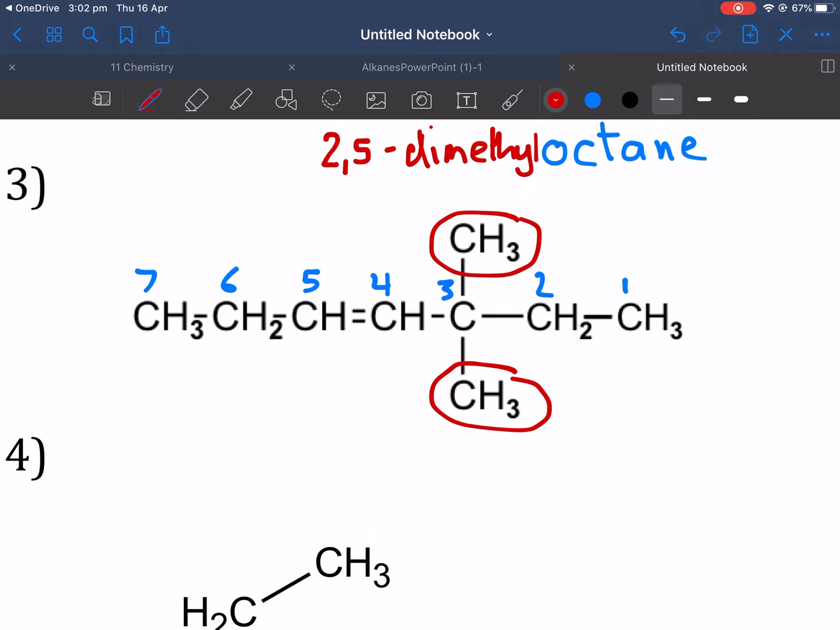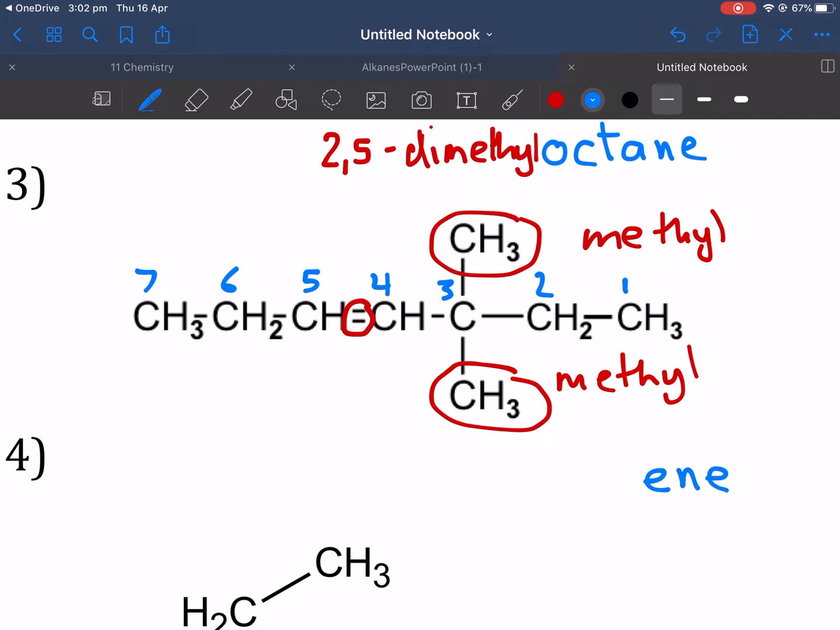These are both methyl groups. I typically like to write this next to it so I don't forget that something exists, because sometimes when it gets really complex, you can. There is also this little group here, the double bond. That means we are going to have an ene at the end. So it's an ene group, and that ene is on carbon number 4. It is a 7 carbon chain, which means it will be a hept. So we've got a hept-4-ene.